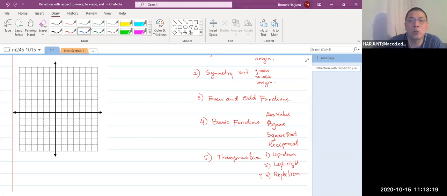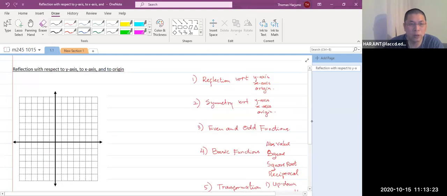Okay, let's start with a small example so that you can picture the situation. Let's start with a coordinate 3, 4.